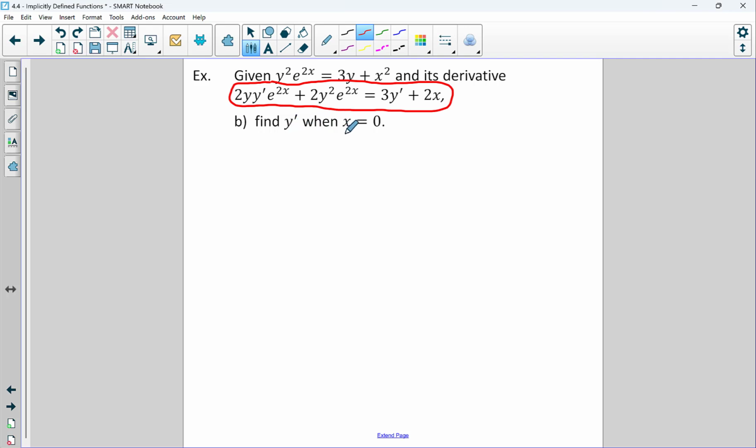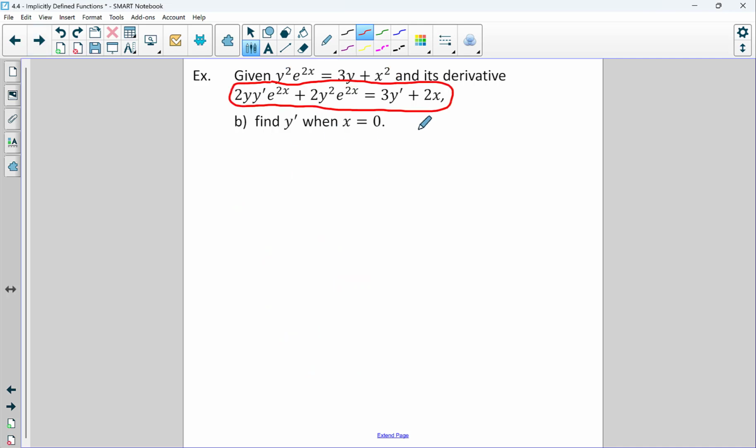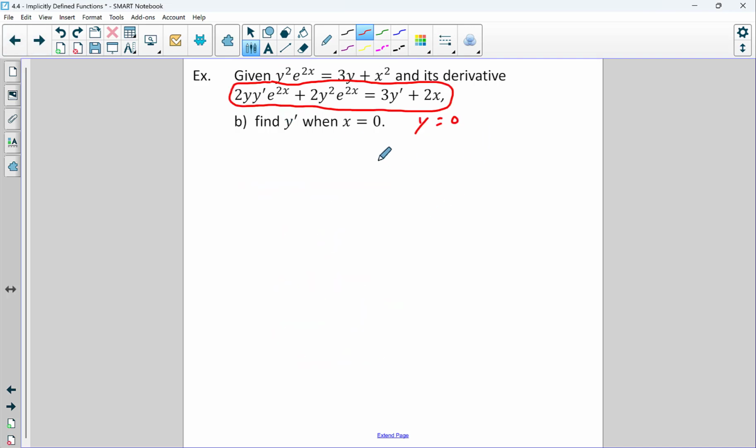So what you're going to do, just like we did before, plug in x equals 0 and y equals one of its possible values. I'll start with y equals 0. So we can plug in x equals 0 and y equals 0, and then we'll come back, do it again, x equals 0 and y equals 3 to find the two different y primes. Pause here, play when you're ready.